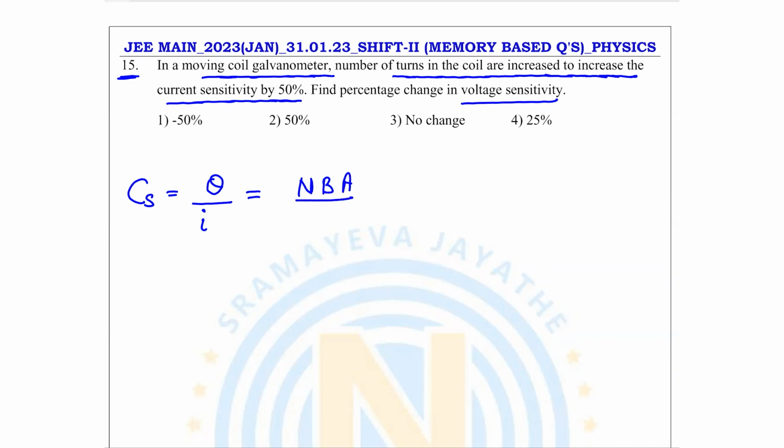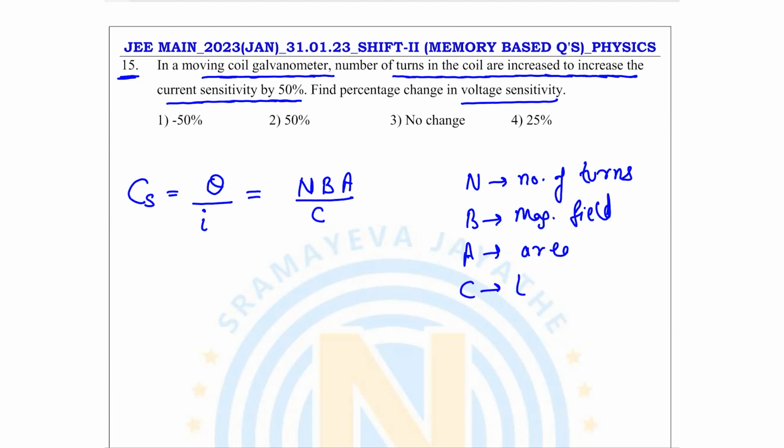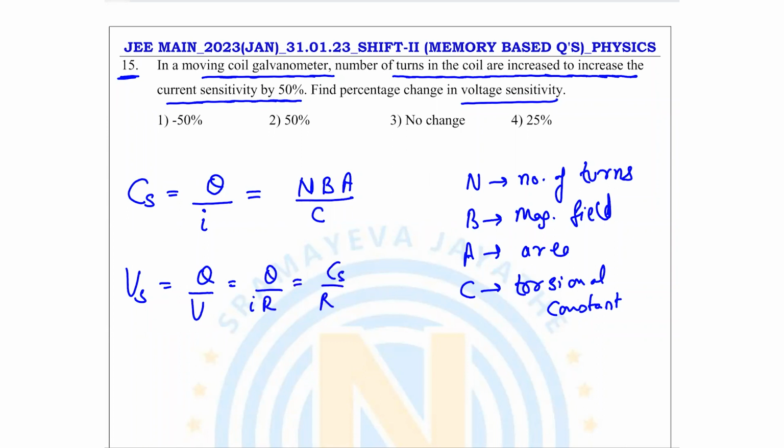NBA over C, where N is the number of turns, B is the magnetic field, A is the area of each turn, and C is the torsional constant of the suspension fiber. Now we are changing the number of turns to change the current sensitivity. Before I solve this, let's write voltage sensitivity. Voltage sensitivity is theta over V. V is the voltage applied, and V can be written as IR, and this is current sensitivity divided by R. So this is NBA over R into C.